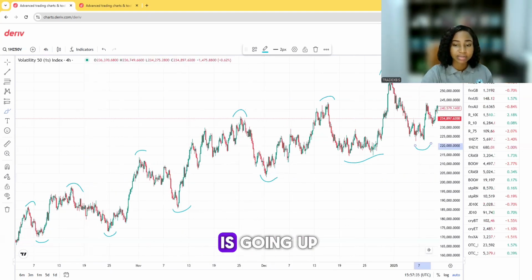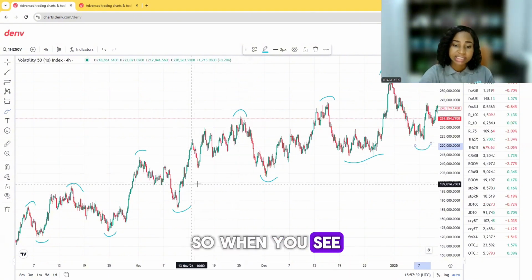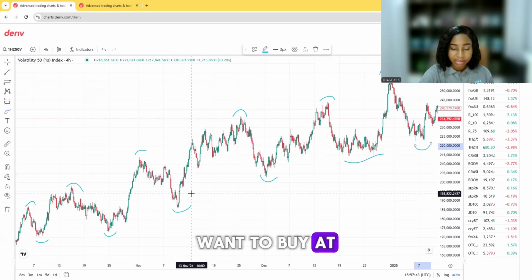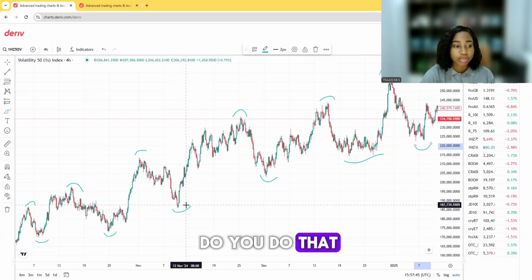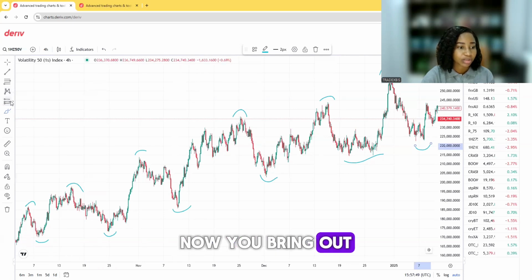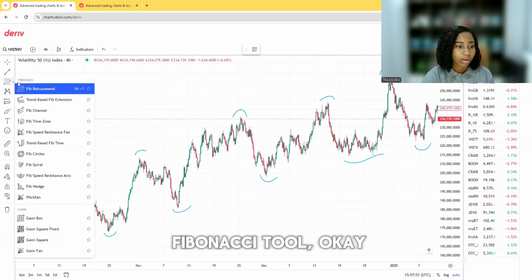It means the trend is going up, the market is buying. So when you see this kind of market, you're looking for buying opportunities. You want to buy at the low. So how do you do that? You bring out your fib, which is the second step. Now you bring out your Fibonacci retracement tool.